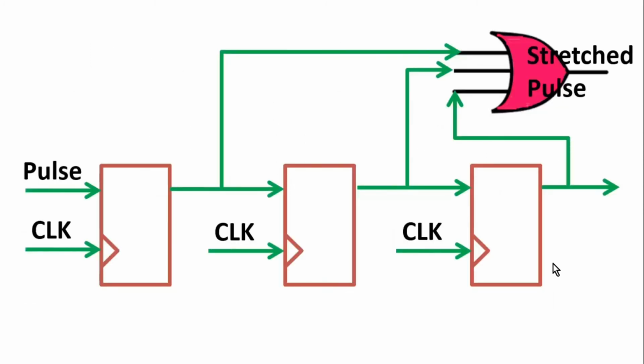This will be the final solution, the final logic to stretch an input pulse by 3 clock cycles as requested in the question. So this is the pulse signal. We have to put 3 flops, and the output of all the flops we need to give to an OR gate, and the output of this OR gate will be a stretched pulse.